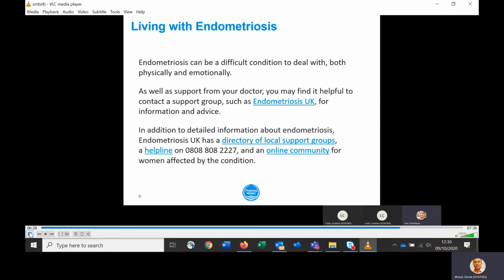But you've got Endometriosis UK for information, advice, and the directory of local support groups as well, and a helpline, which you are able to call whenever you like, which will be essentially an online community for all the women who are affected by this condition. So you can speak to people who are in a similar position and going through exactly what you're going through, to really help you get along. And of course, this combined with all the treatment options that the GP will provide for you as well, will help, of course.